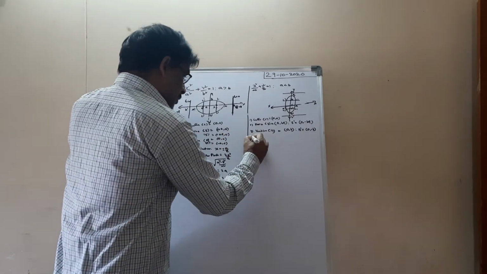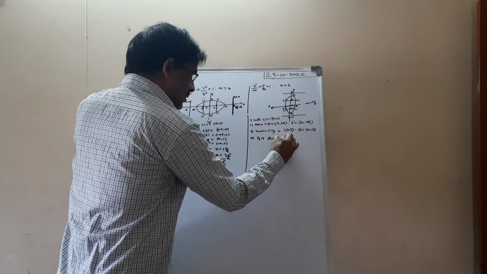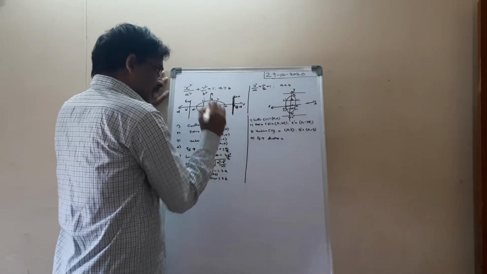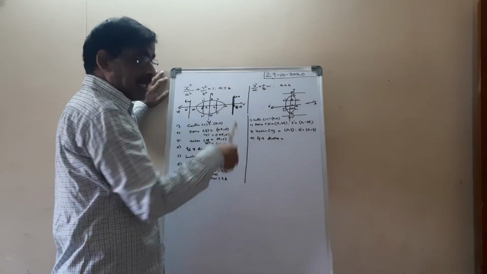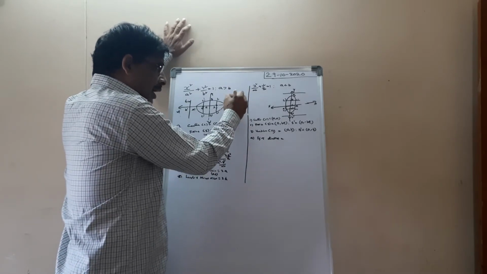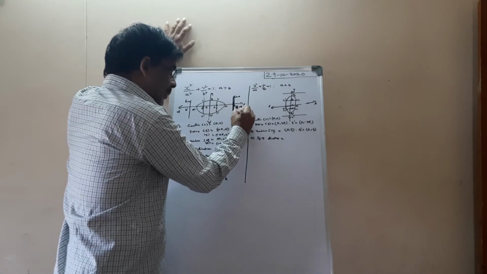Next, fourth one, equation of directrix. Here this is the directrix in this figure. That directrix is intersecting the y-axis at a point, here y equal to b by e.